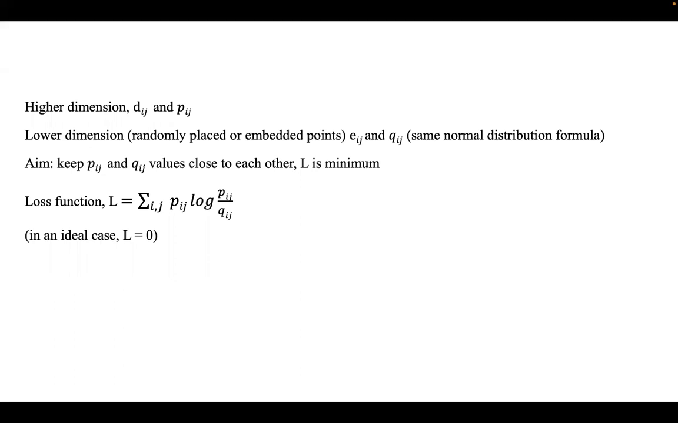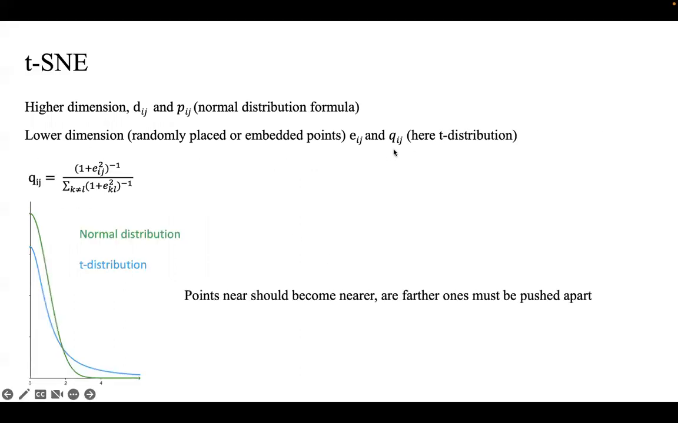Now a slight change was done in how Q is calculated. So D remains the same. Pij remains the same. Eij also remains the same. But now Qij is not calculated through the original formula. Now instead it has a t-distribution like function. And why is it done so? Our aim was that points which are... the normal distribution, imagine this is the form of P and t-distribution is the form of Q.